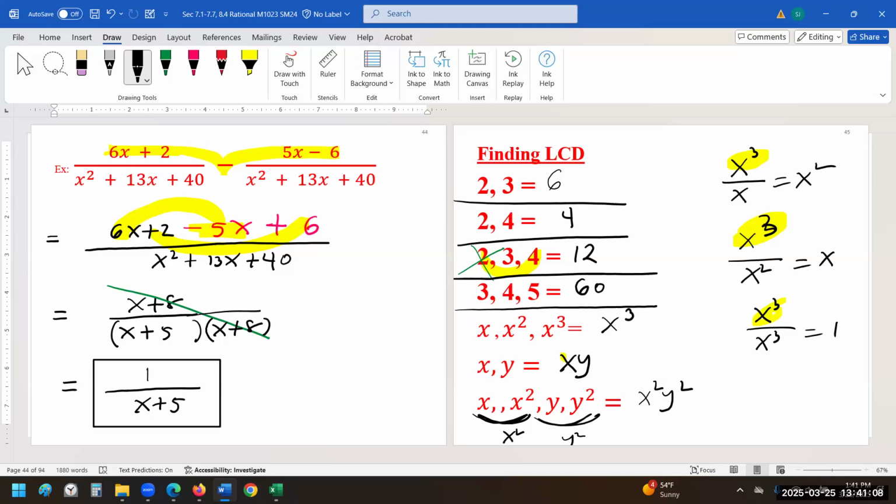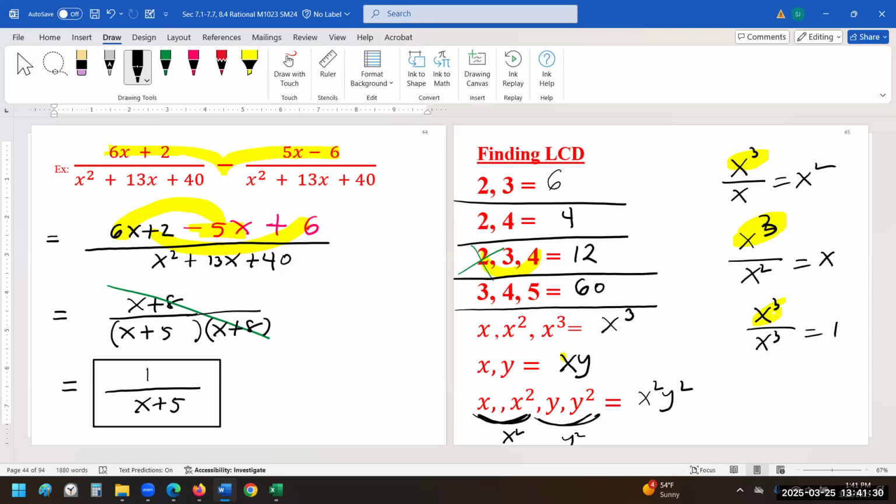Not multiply it, compare it. Between x and x squared, which one is bigger? X squared. Between y and y squared, which one is bigger? Y squared. Because they are multiples of one another, so you take the bigger one. So you're looking at the biggest power.